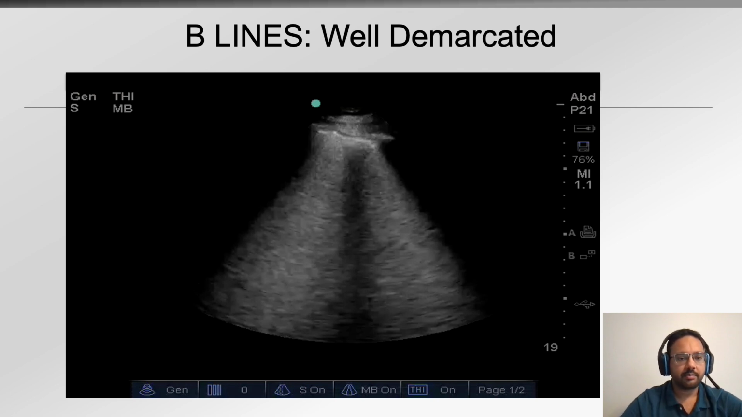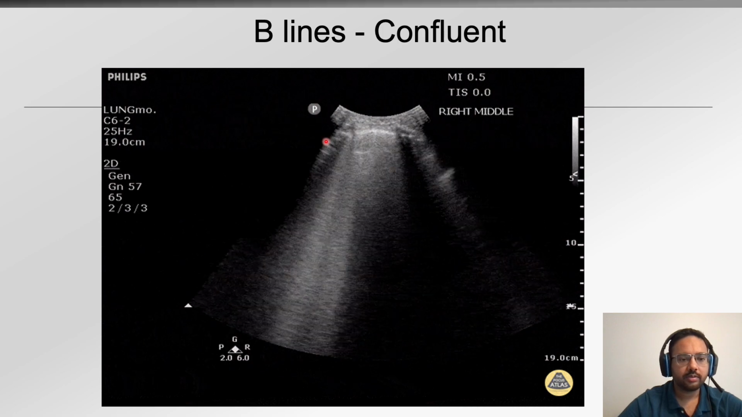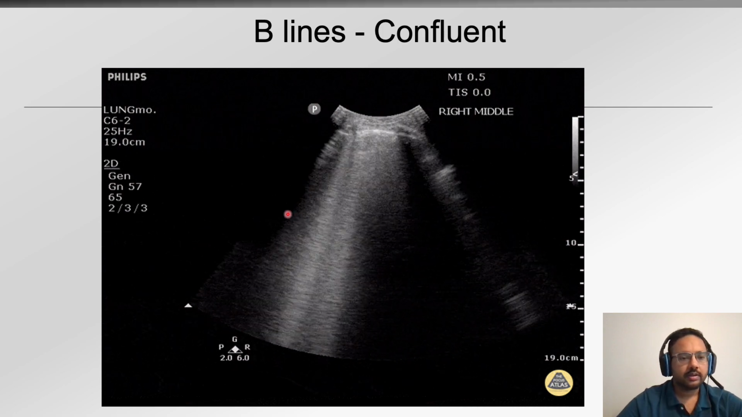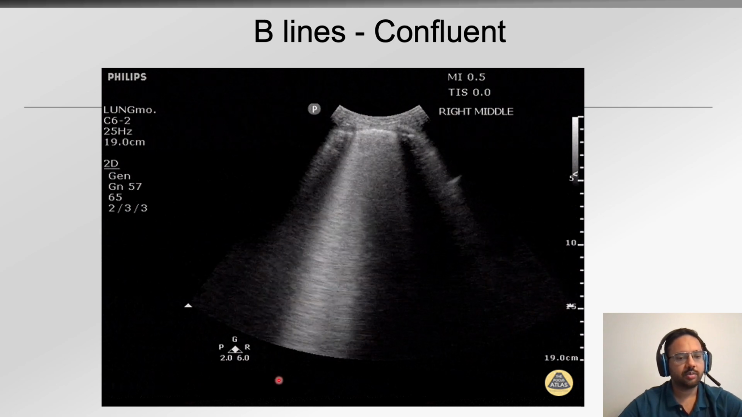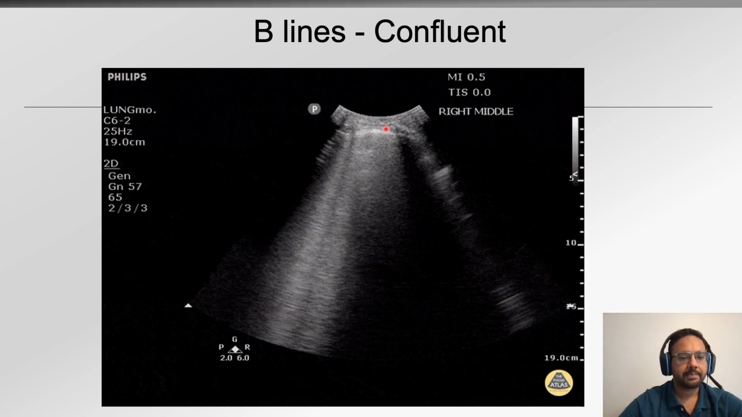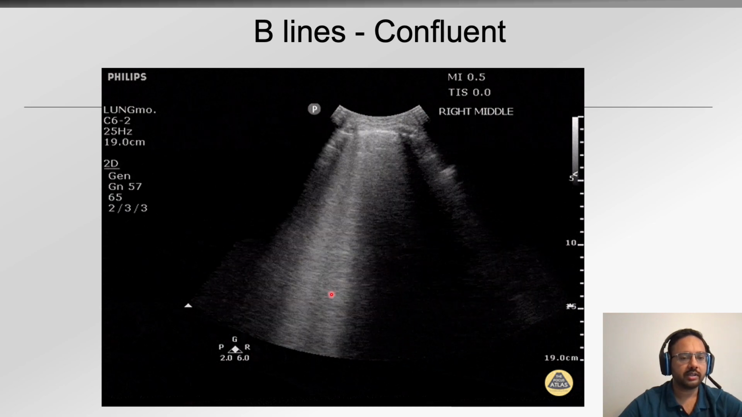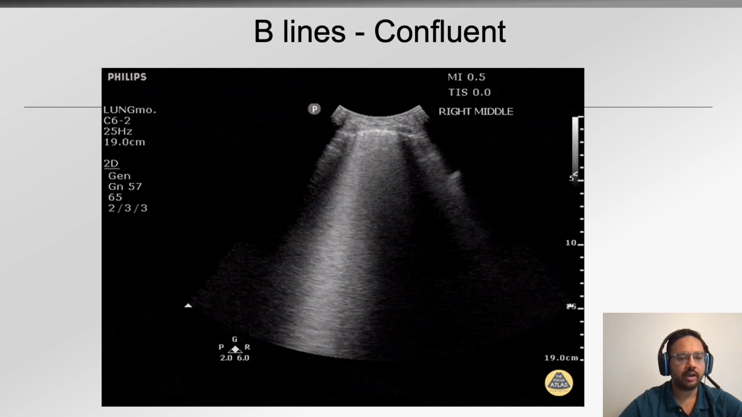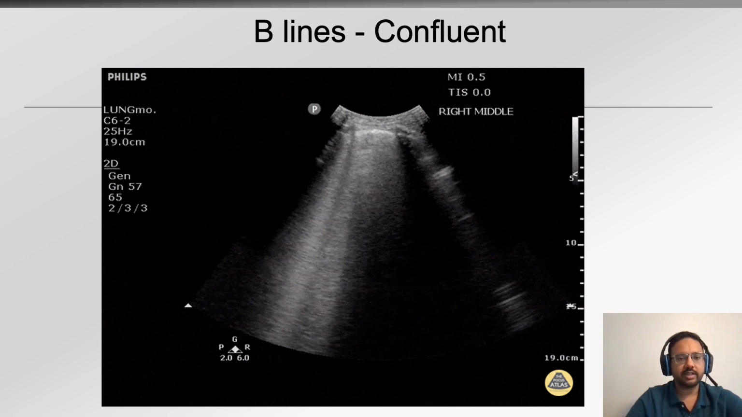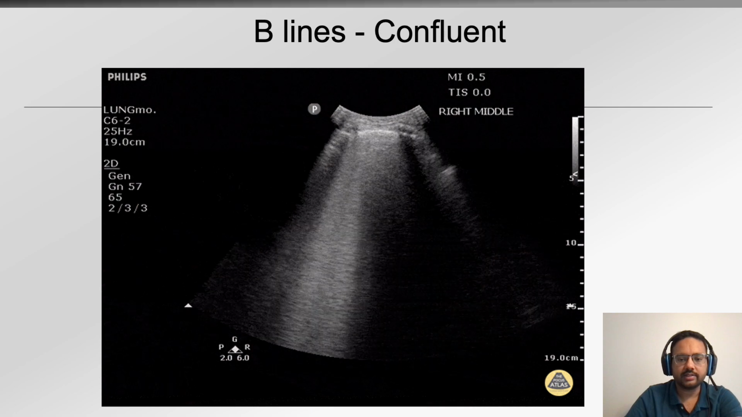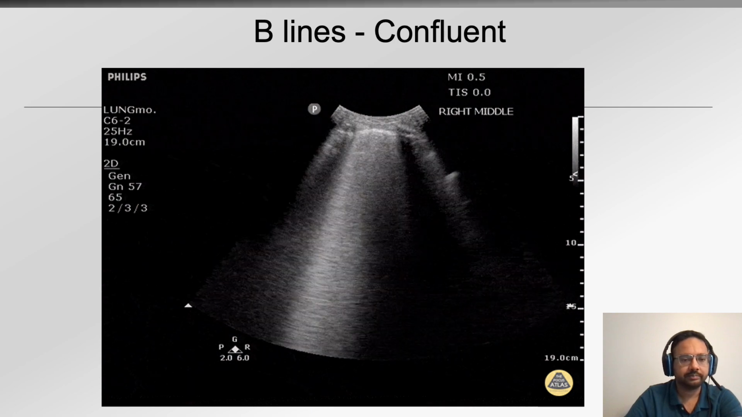Now, here is an example of what well-demarcated B lines look like. Let's see. This is an example of confluent B lines, where you can see that the lines are so close together that they seem like one giant waterfall of sound waves rather than individual or distinct B lines. And like I said, these are always pathological.